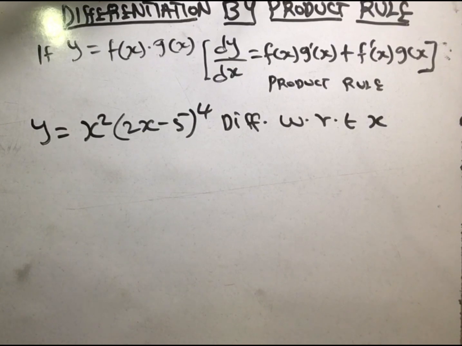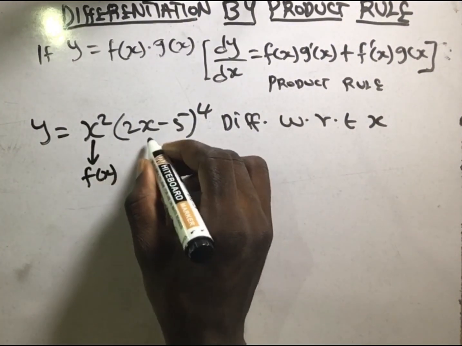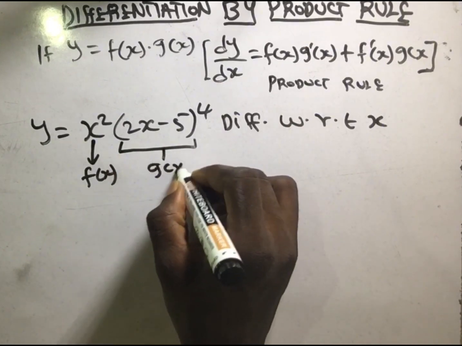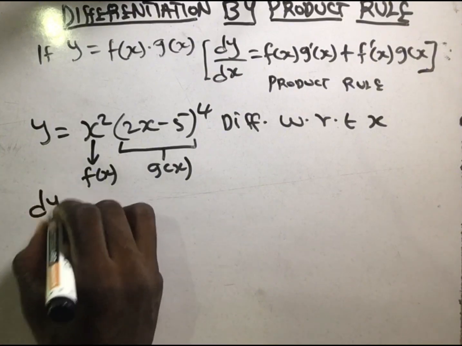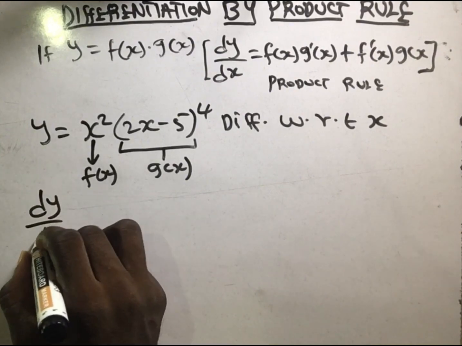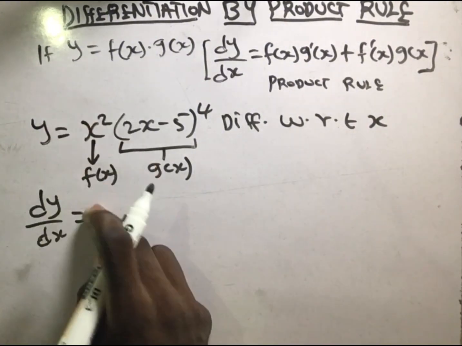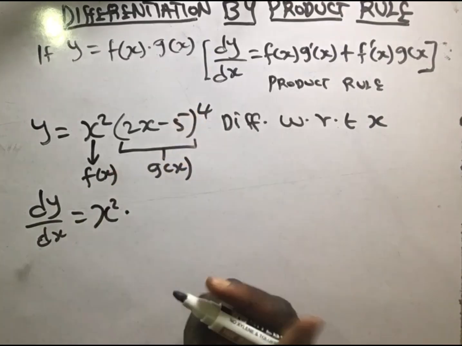So, how many functions are here? We have 2 functions here, and let's take this one to be f of x, and let's take this one here to be g of x, and we apply our formula. It's as simple as that. Now we have dy over dx is going to be what? Remember, the first one, we bring down the first one, which is x squared. We differentiate the second.